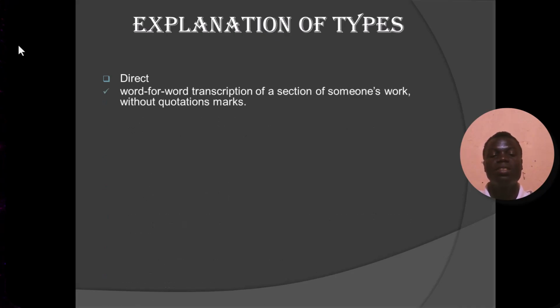Direct plagiarism is a word-for-word transcription of a section of someone's work without quotation marks or without attribution. It is the deliberate plagiarism of someone's work. If you don't put quotation marks, if you take a word-for-word transcription of that person's work but you don't acknowledge the author, it is considered unethical and academically dishonest. So this is what you want to know.